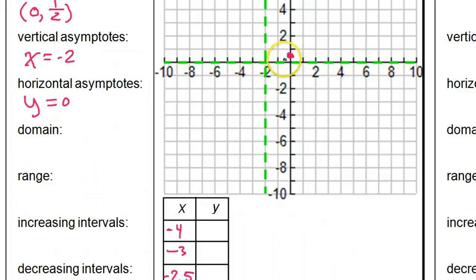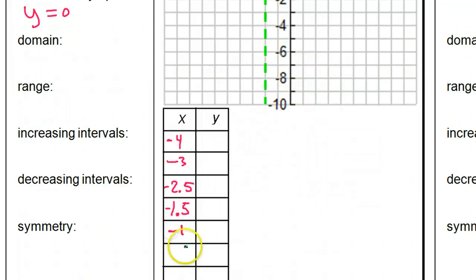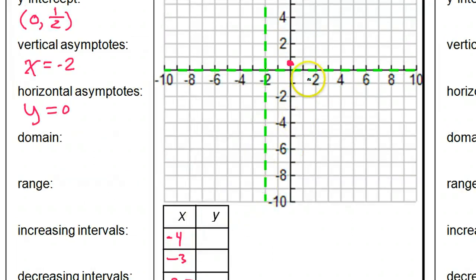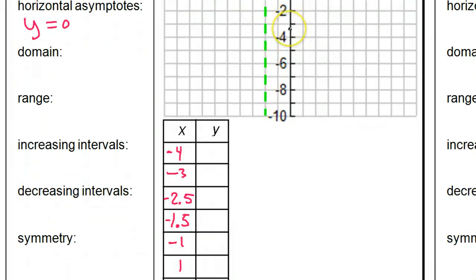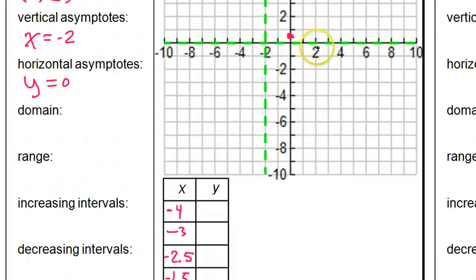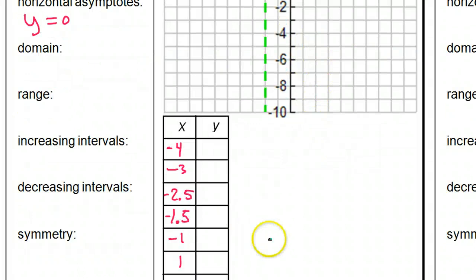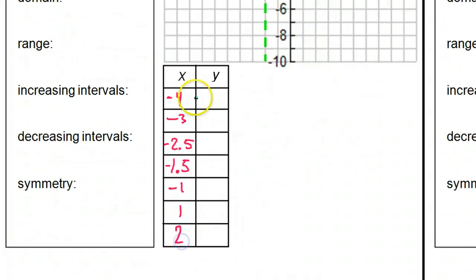We've already got that, so that's good. But let's also do -1. We've got 0. So let's do +1. And why not also do, that's going to give me a few points over there. Let's just do 2. All right, I want at least this many points.